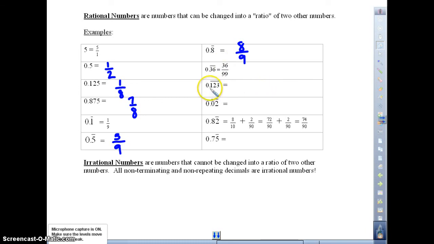Make a prediction. What do you think 0.123 repeating would be as a ratio of two other numbers or as a fraction? Make a prediction. Did you get 123 over 999? Is that what you got? Well, that's the correct answer. What about 0.02 repeating? 0.02020202. What do you think that ratio is going to be?